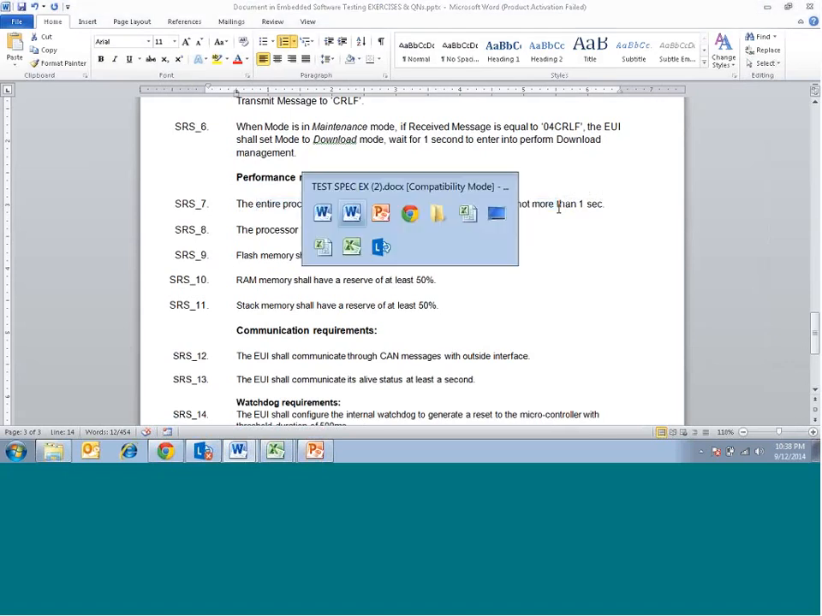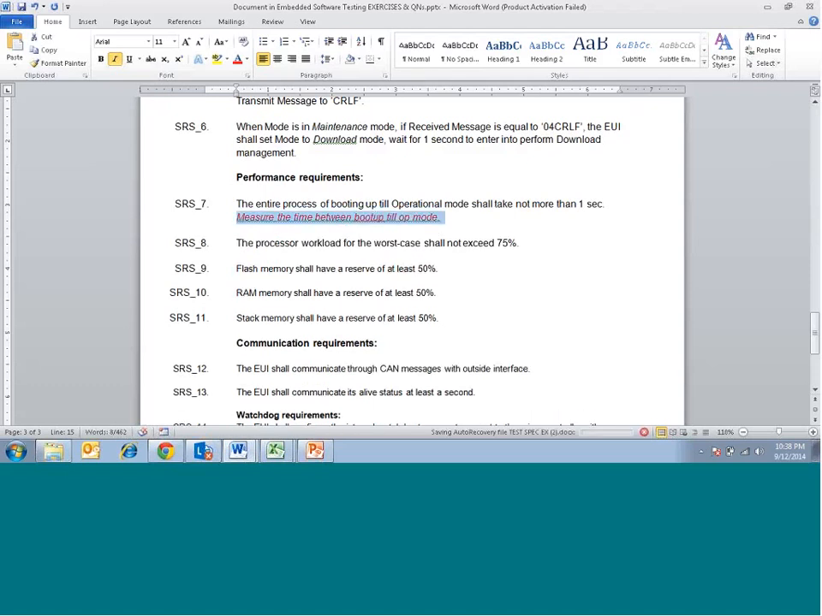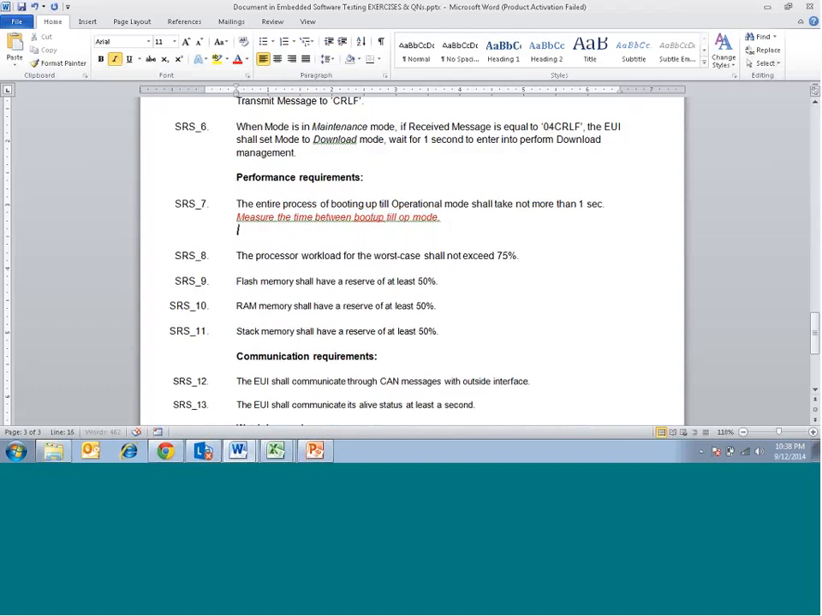So how are we going to do it? There are 2 inputs. That means we need to measure, right? Measure the time between boot up and operational mode. Okay. This is something like an assertive test case where we don't have a negative, where we are expecting something with some actions. Here the action is nothing but boot up, how it's going to happen upon power up. That is an input. Input is power up.